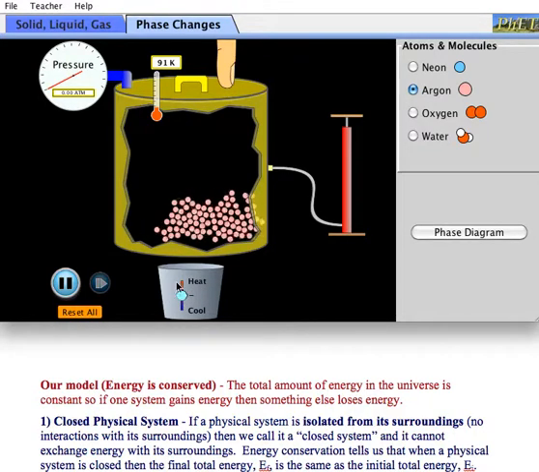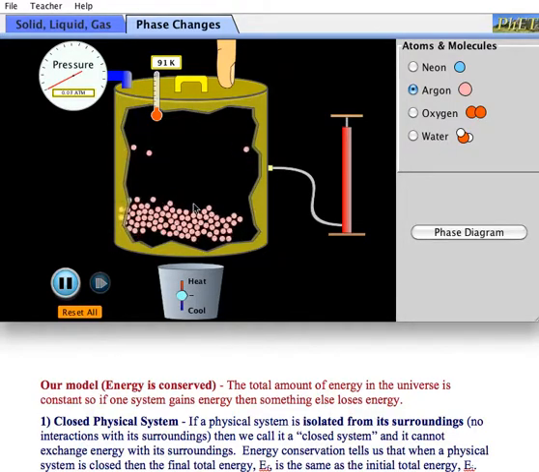Something down here had energy, and I've transferred that energy in the form of heat energy transfer. I've transferred that energy up to the gas. Total amount of energy remains constant. Whatever energy left this thing down here is the same as the energy that showed up in the gas.